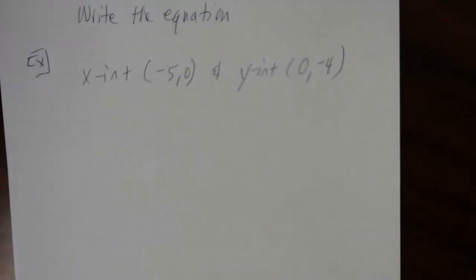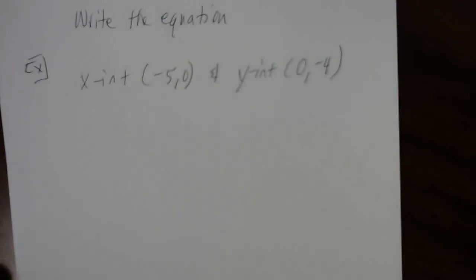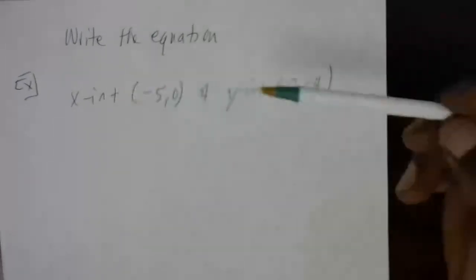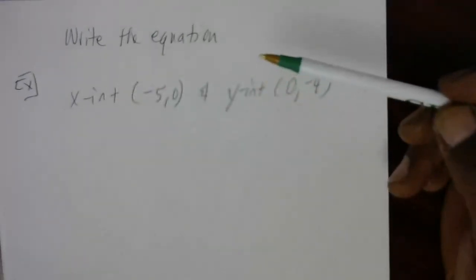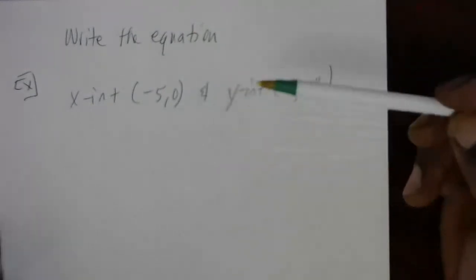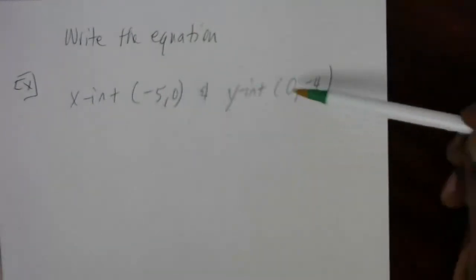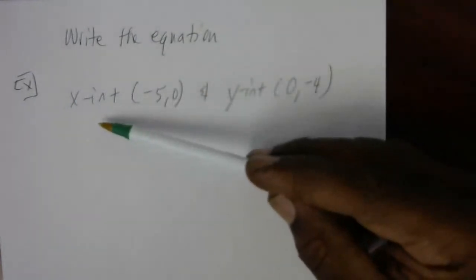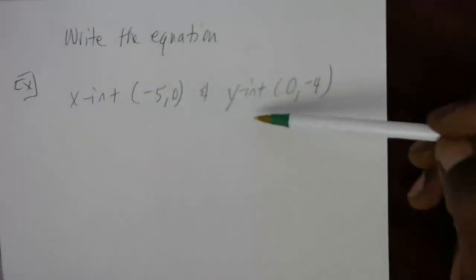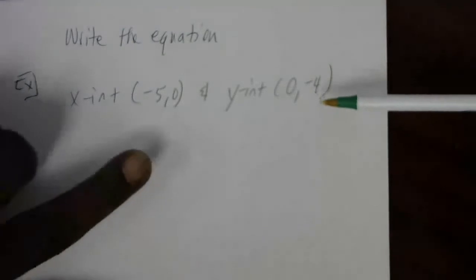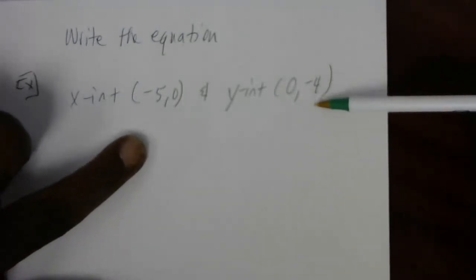All right, so let's take a look at the solution. So here again, we're asked to write an equation. We're going to look at the point slope form because we are given 2 points. This is labeled as the x-intercept, and that's okay. This is labeled as a y-intercept, and that's okay. But nonetheless, we're given 2 points.